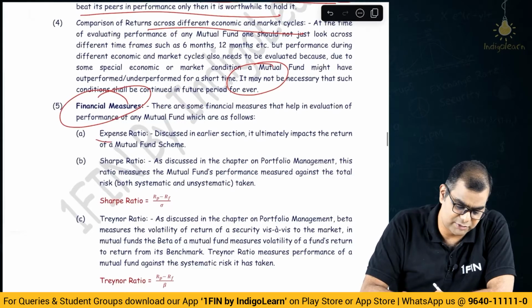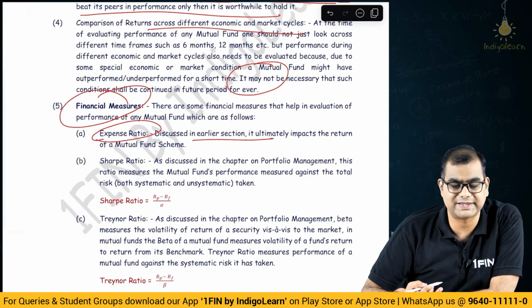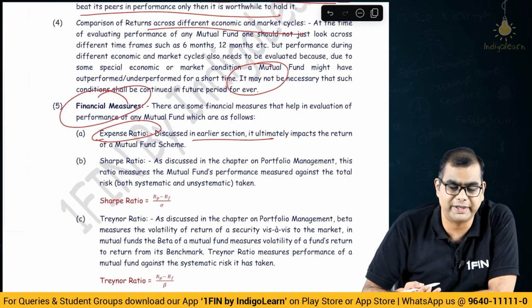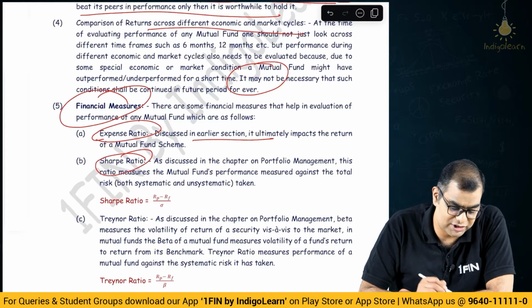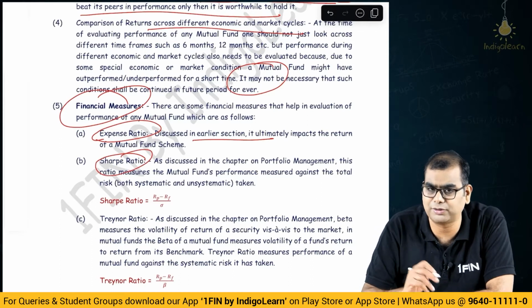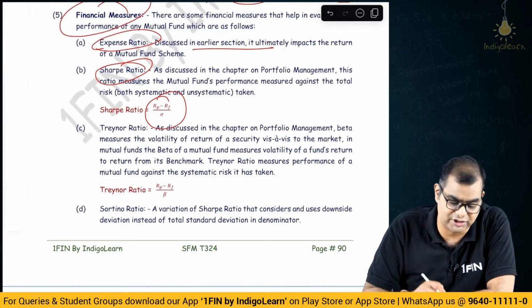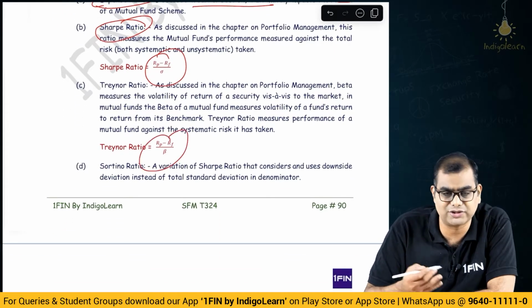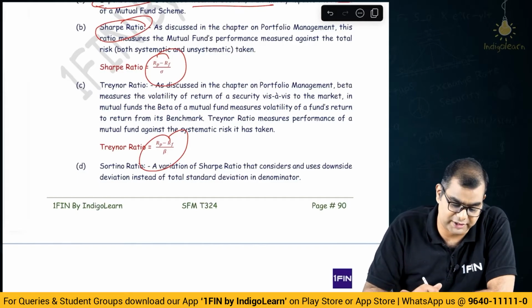Financial measures, we have discussed the expense ratio, which is basically all the expenses that an AMC needs to meet, which are taken from the assets under management. Then you also have something called the Sharpe ratio. You remember the Sharpe ratio from the portfolio management chapter, which is return on the portfolio minus risk-free rate divided by the standard deviation. Then you have the Treynor ratio, which is what again? Return on the portfolio minus risk-free rate divided by the beta of that particular portfolio.